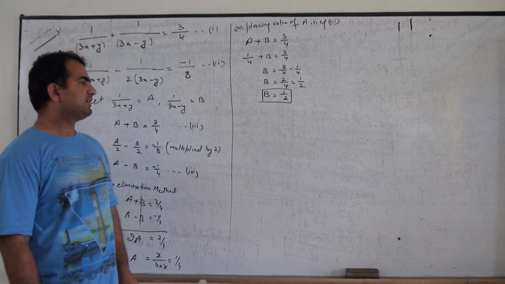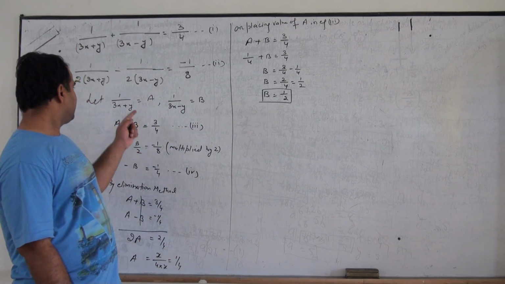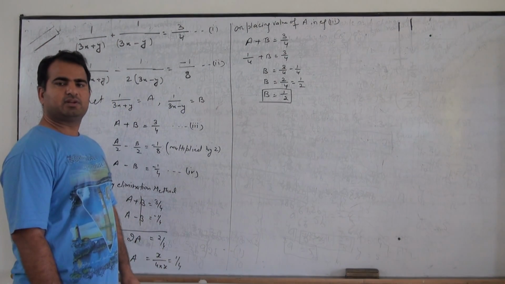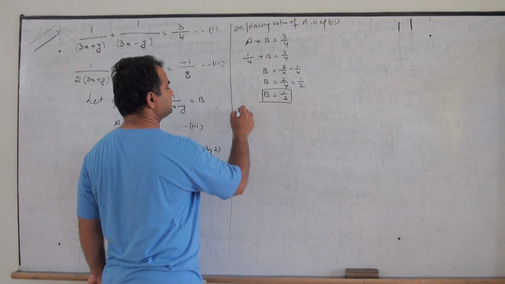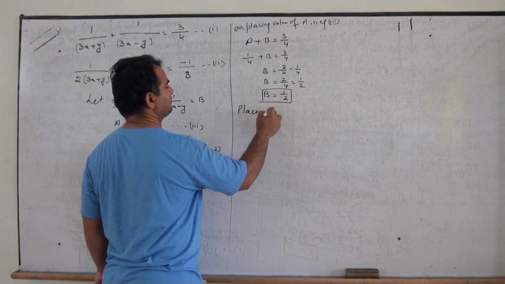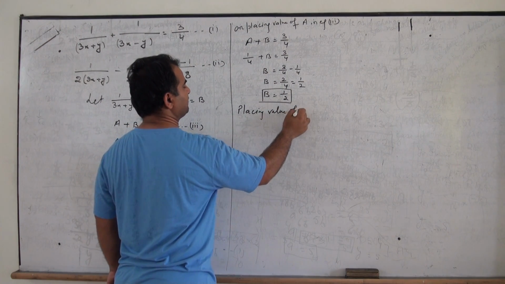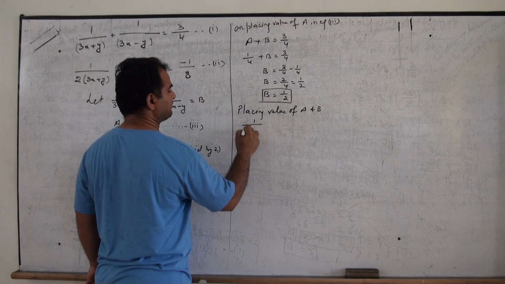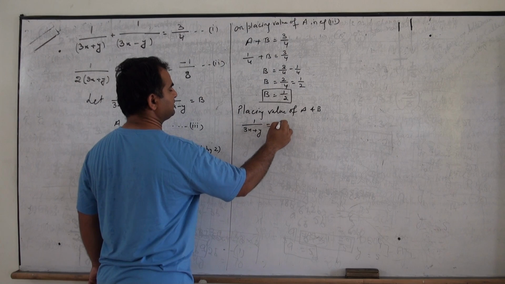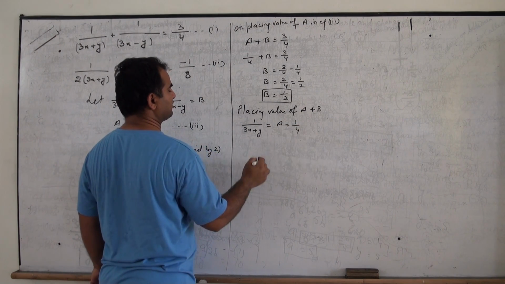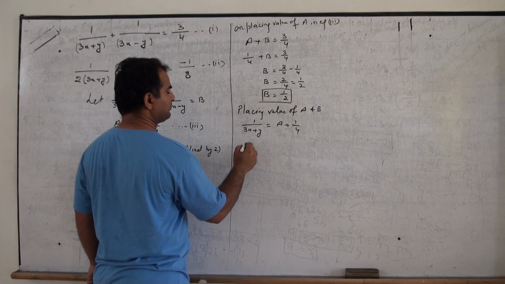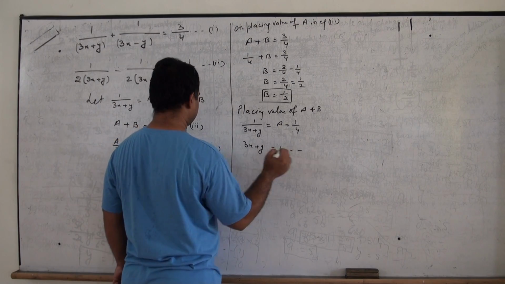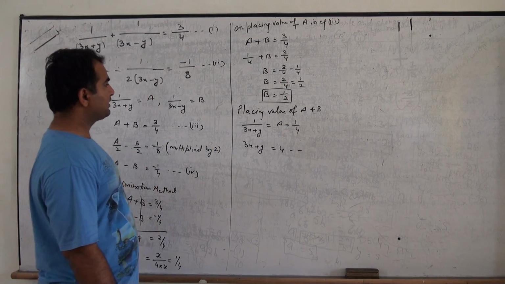Now what we can do is, we can place the value of a and b with the value of 1 upon 3x plus y. Done? So placing the value of a and b. So 1 upon 3x plus y equals to a equals to 1 upon 4. So we can cross multiply it. So 3x plus y equals to 4. This is equation number fifth.